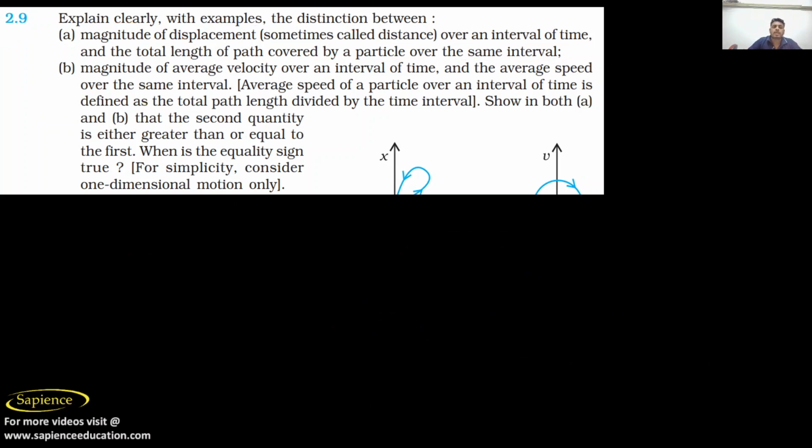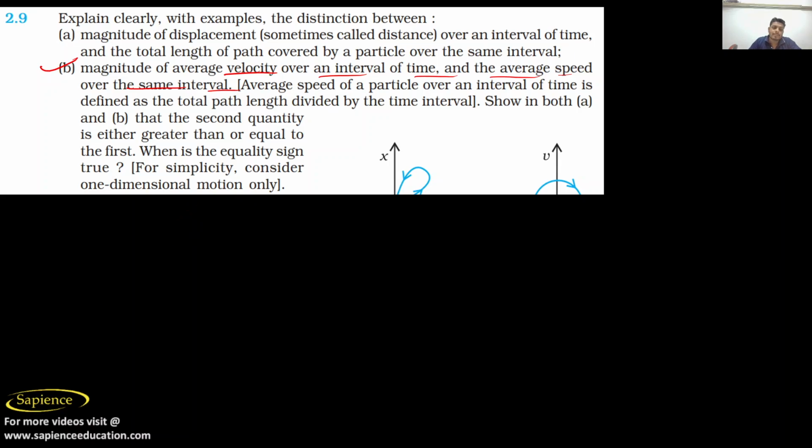Now the next part. Try to read what the question is telling. The magnitude of the average velocity over an interval of time and the average speed over the same interval. The average speed of the particle over an interval of time is defined as the total path length divided by the total time interval. So in both cases, the second quantity is either greater than or equal to the first.